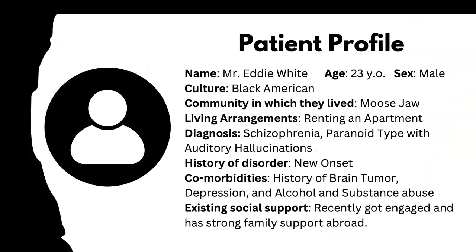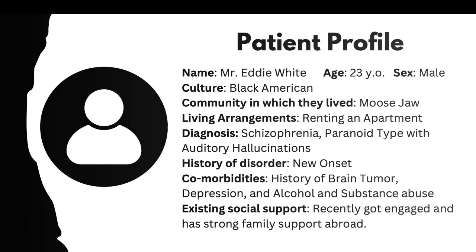The patient profile. Mr. Eddie White, 23 years old, male, Black American, is renting an apartment in Moscow with a current diagnosis of schizophrenia, paranoid type, with auditory hallucination. His disorder is new onset schizophrenia, with comorbidities of a history of brain tumor, depression, and alcohol and substance abuse. His existing social support is his girlfriend, with whom he recently got engaged, and he also has strong family support abroad.